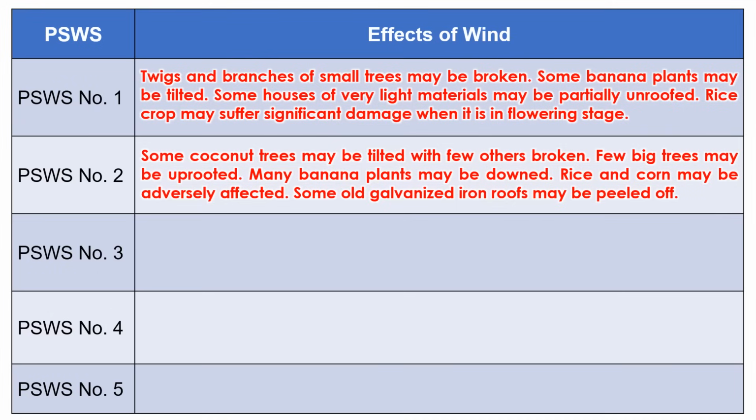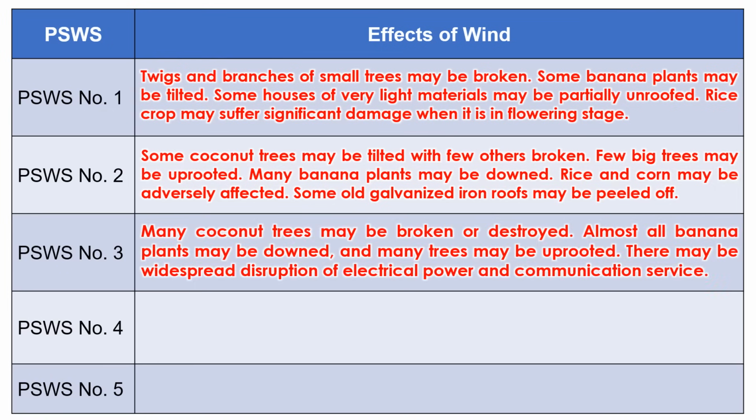The effects of wind in Public Storm Warning Signal Number 3 are the following. Many coconut trees may be broken or destroyed. Almost all banana plants may be downed, and many trees may be uprooted. There may be widespread disruption of electrical power and communication service.